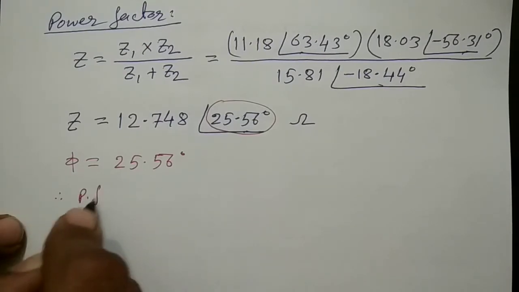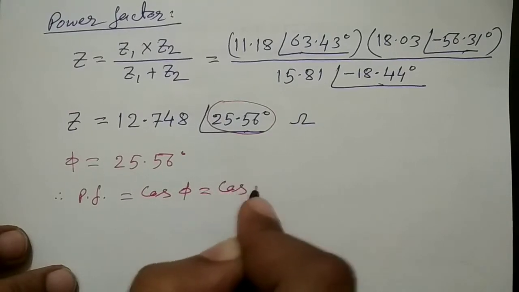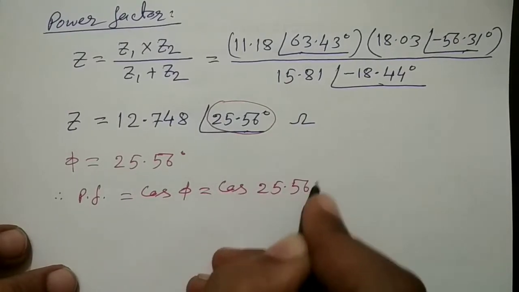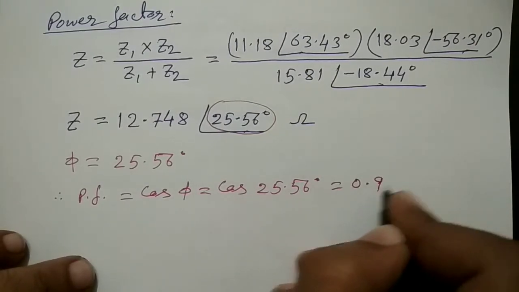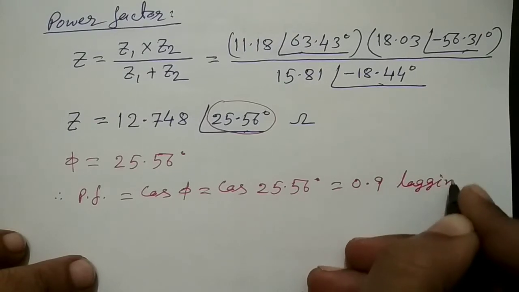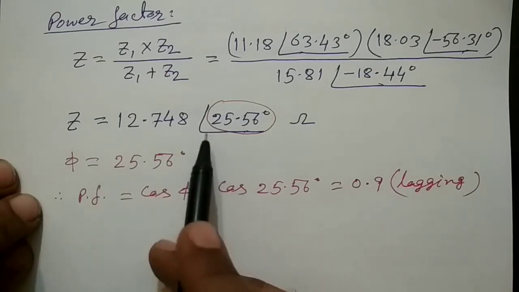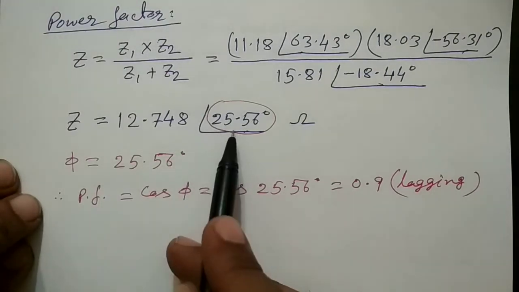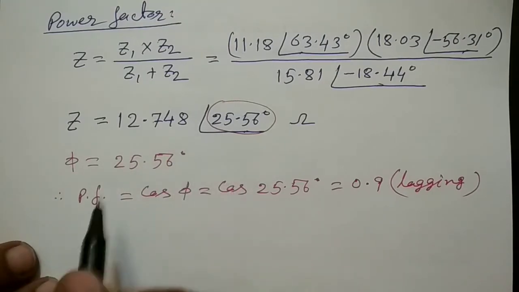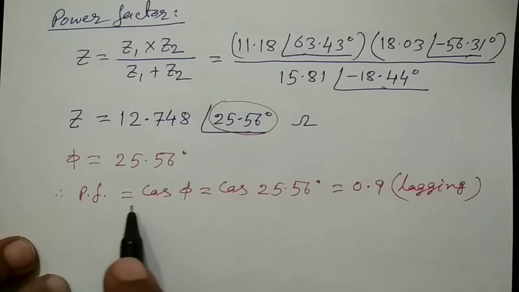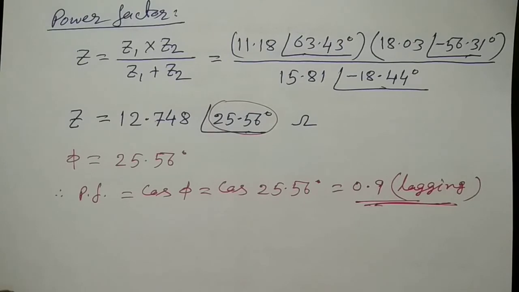Hence the power factor of the whole circuit is cos phi, that is cos 25.56 degree, and it will be 0.9 lagging. Because in the equivalent impedance the angle is positive, so the positive angle means the overall nature of the impedance will be resistive inductive, and for a resistive inductive circuit the power factor will be lagging in nature. So this is a complete solution.